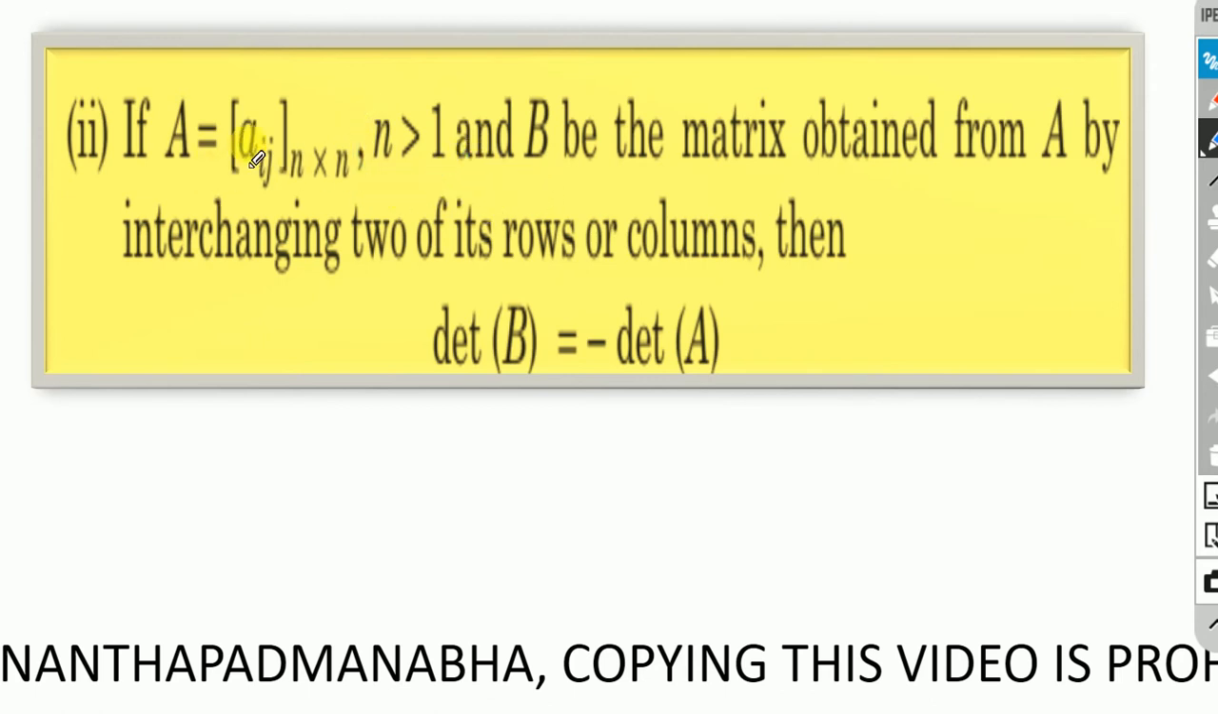Here A is equal to Aij of order n cross n, n greater than 1, and B is the matrix obtained from A by interchanging two of its rows or columns. Then determinant of B is equal to minus determinant of A. That means when you interchange two rows or two columns, the value of the determinant is altered by the sign. So that is property 2.